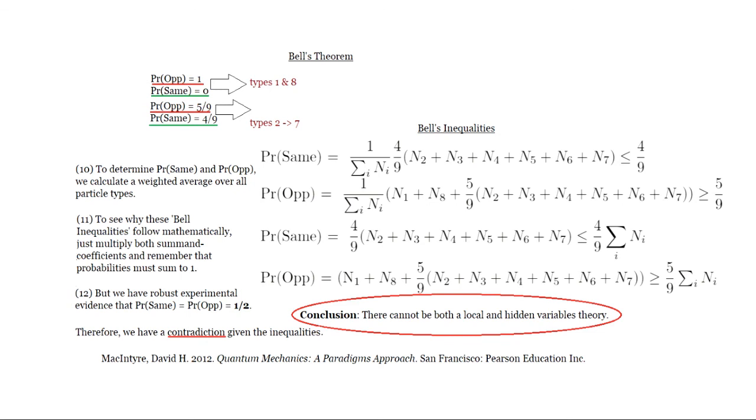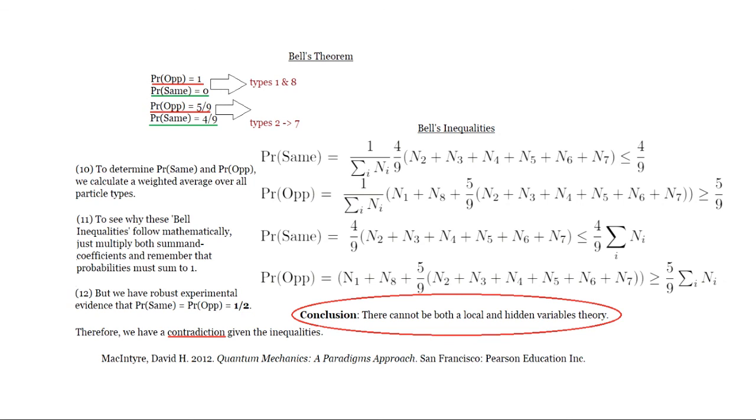Now you might ask, well, how does the second of the four Bell inequalities follow? So here we have a different inequality. We have the probability of getting opposite across all different particle types, which is going to be 1 over the sum over i of n sub i, times (n1 plus n8, plus 5/9 times n2 all the way added to n7), which will be greater than or equal to 5/9. So this follows from the fourth line. That is, the fourth inequality is identical to the second inequality. And again, this just follows by simple arithmetic and the definitions of population particle types that we've given in the previous slide.